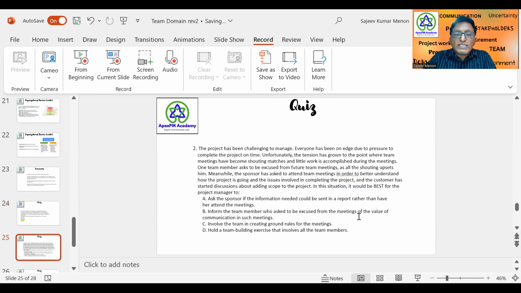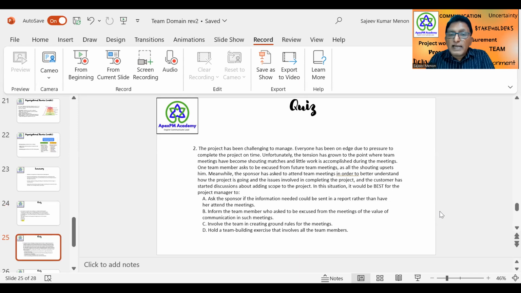So we go to the next question. The project has been challenging to manage. Everyone has been on edge due to pressure to complete the project on time. Unfortunately, the tension has grown to the point where team meetings have become shouting matches and little work is accomplished during the meetings. One team member asks to be excused from future team meetings as all the shouting upsets him.